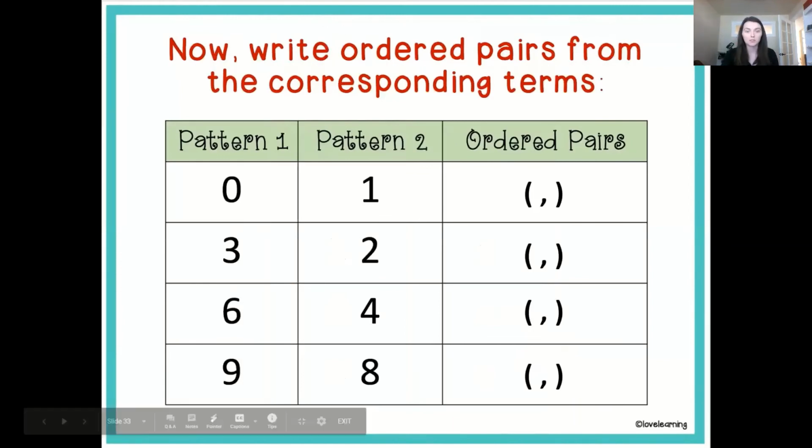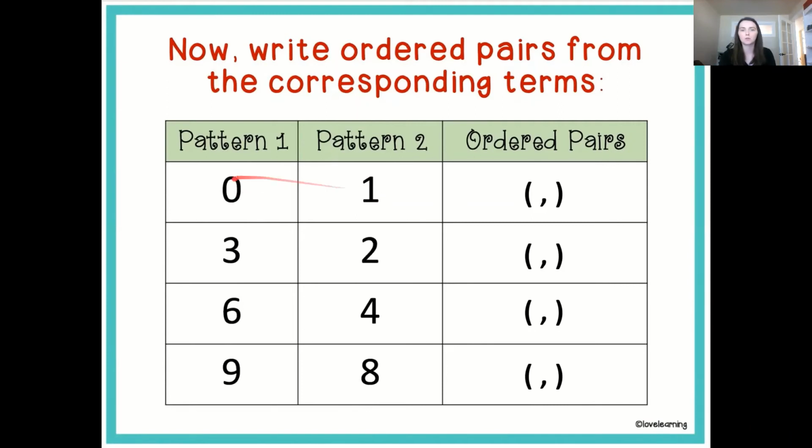We've got this column here and this column here complete. We've followed the rules that they told us to fill in each column. All right, for our table. Now they want us to write ordered pairs from the corresponding terms. Now remember, these are corresponding terms. When they are right next door to each other, they're corresponding.